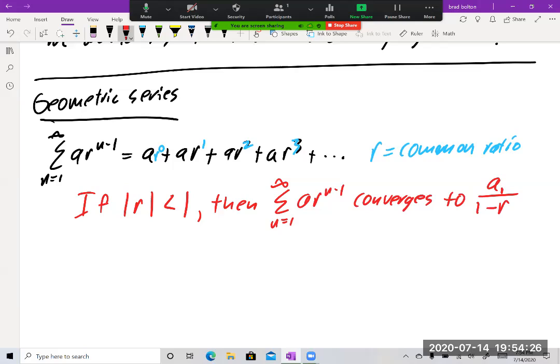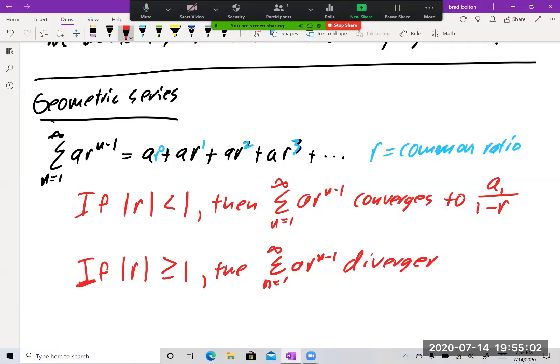I also a lot of times see a sub 1, basically meaning the first term, okay? They just write a in the formula in your book, but you could call it a or a sub 1. What it means is the first term divided by 1 minus r, okay? Then we have, if the absolute value of r is greater than or equal to 1, then the geometric series diverges. And then we don't have to worry about the sum because it's divergent, okay?